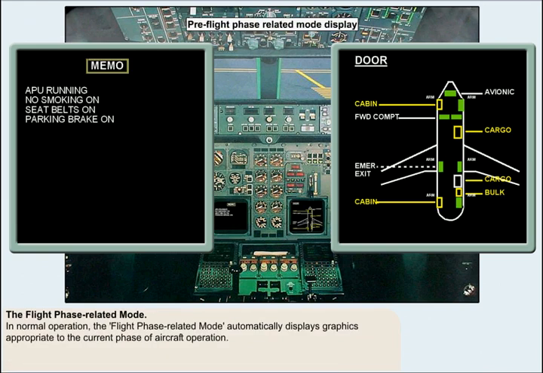In normal operation, the flight phase-related mode automatically displays graphics appropriate to the current phase of aircraft operation. Those phases could be pre-flight, takeoff, climb, cruise, descent, approach, or after landing. In this example of the pre-flight phase, the left-hand display unit displays an advisory memo mode, and the right-hand unit displays a diagram of the aircraft's fuselage, doors, and arming of the escape slides deployment system.